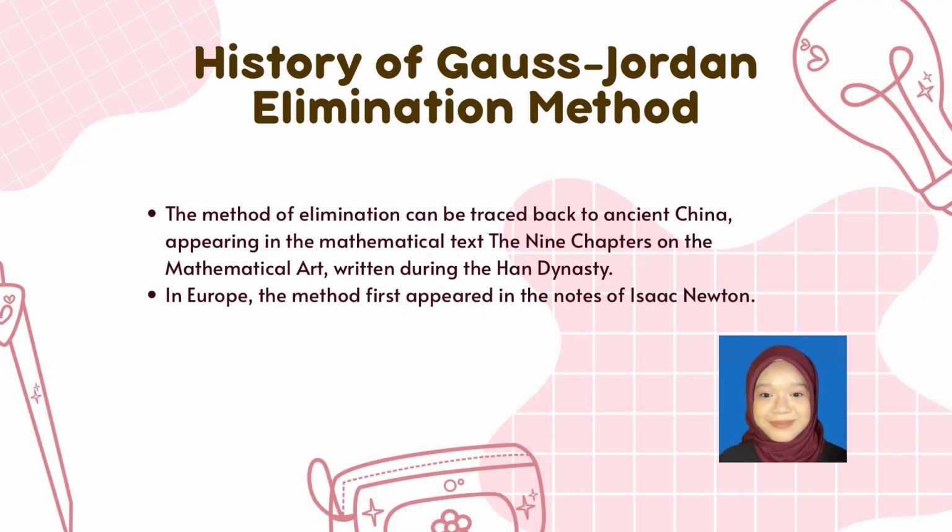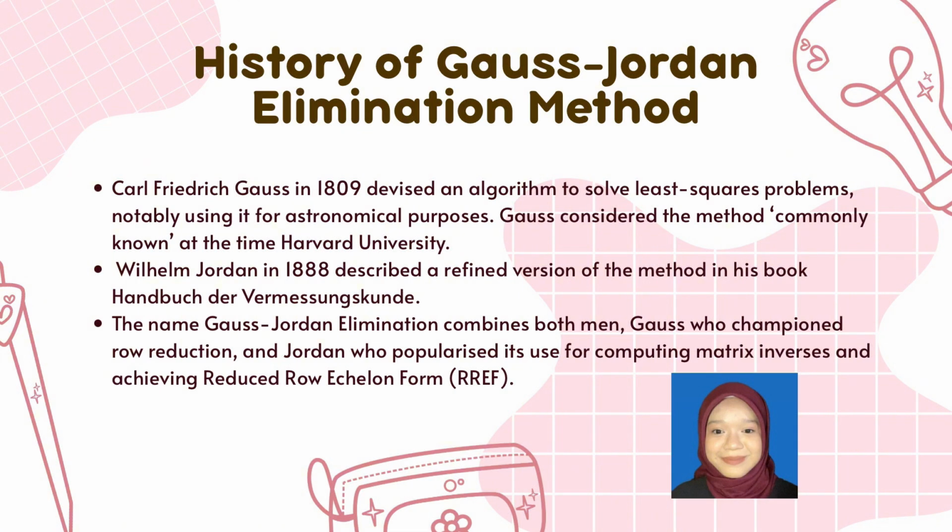History of Gauss-Jordan elimination method. The method of elimination can be traced back to ancient China, appearing in the mathematical text The Nine Chapters on the Mathematical Art, written during the Han Dynasty. In Europe, the method first appeared in the notes of Isaac Newton. Carl Gauss in 1809 devised an algorithm to solve least squares problems, notably using it for astronomical purposes.